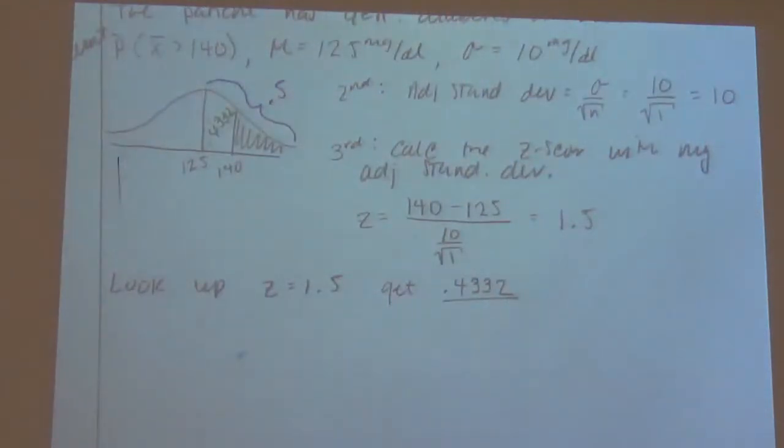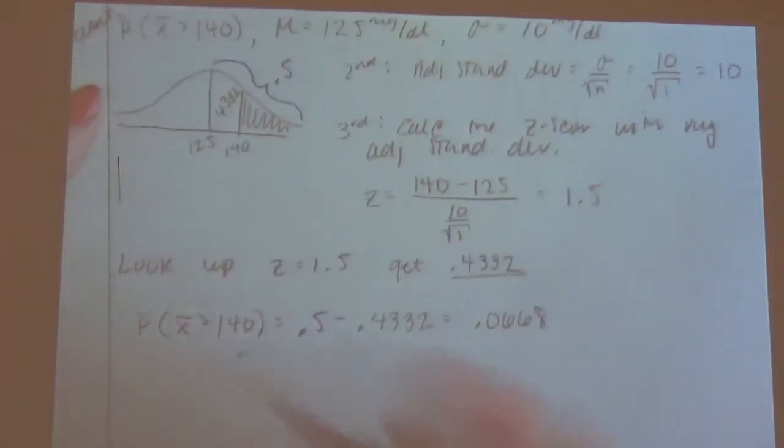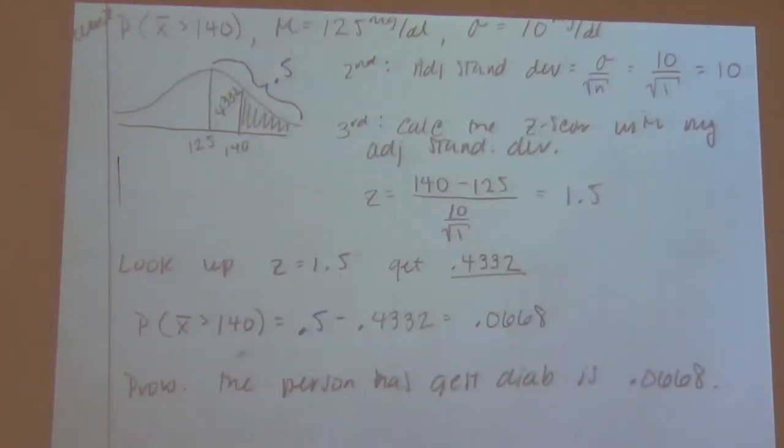So to find the probability that the sample mean is greater than 140, I would take my blue, so 0.5, and subtract my green, 0.4332, which would give us 0.0668. So we would say the probability the person has gestational diabetes is 0.0668. Or you can say there's a 6.68% chance that the person has gestational diabetes.